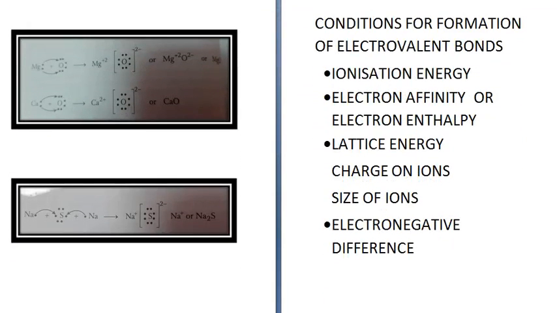See, MgO. Magnesium has 2 electrons in the outermost shell, and oxygen has 6 electrons in the outermost shell. So magnesium loses its 2 electrons and oxygen gains those 2 electrons to form Mg2 plus and O2 minus. So the compound that is formed is MgO.